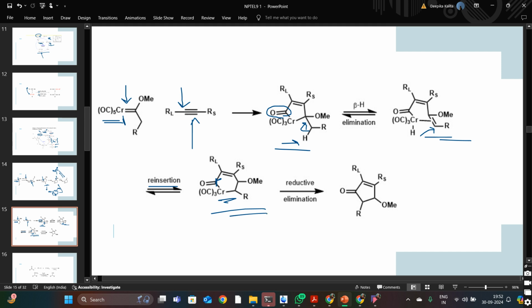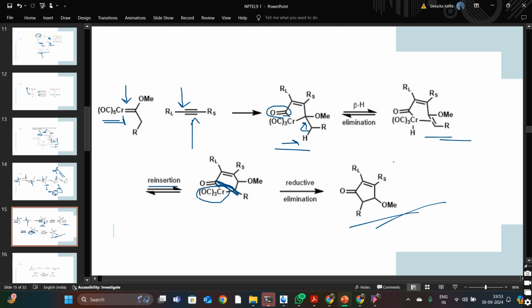Now reductive elimination will take place, and because of reductive elimination, this chromium fragment will completely be knocked out, and these two carbon atoms will couple to give you this 5-membered alpha beta unsaturated ketone. This completely substituted pentanone fragment you are going to generate starting from 2 acyclic molecules.